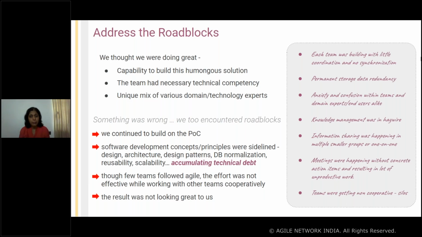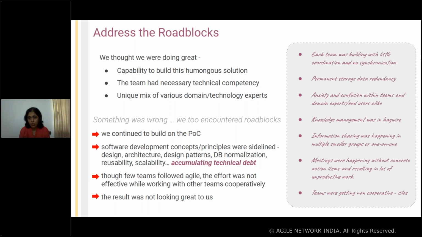Information sharing was happening in multiple smaller groups or one-on-one. Every team had access to the domain experts since they were in-house, so they were having their meetings, sometimes one-on-one, and collecting the information, but that information stayed within that team, or I should say within that sub team, and others were not aware of it. So the domain experts had to share this information multiple times with multiple teams because it was not a coordinated effort.